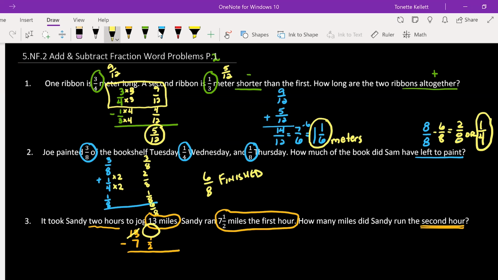So I'm going to borrow one from here and get a 12. You write 1 whole as 2/2, and now you can subtract. 2 minus 1 is 1, and 12 minus 7 is 5. So what did she run the second hour? Sandy ran 5.5, and we're going to say miles right here.